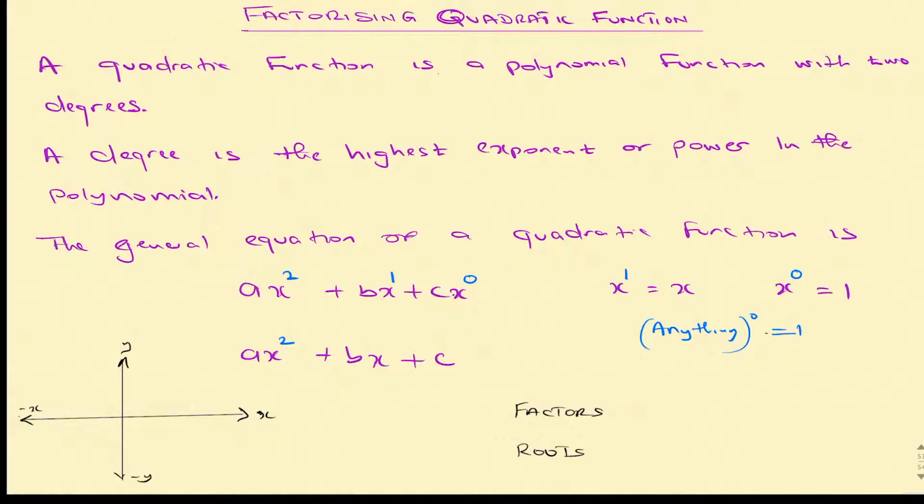Because it has degree of 2, that means it has 2 factors. One factor is written with the open and closed bracket, and the other factor is written with open and closed bracket. Each factor will give us a root, and let's call that root alpha and beta. So when we sketch a quadratic function with 2 roots, the roots alpha and beta are where it crosses the x-axis.